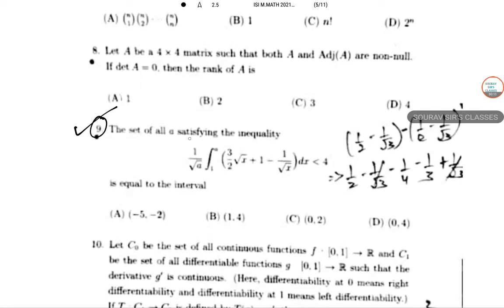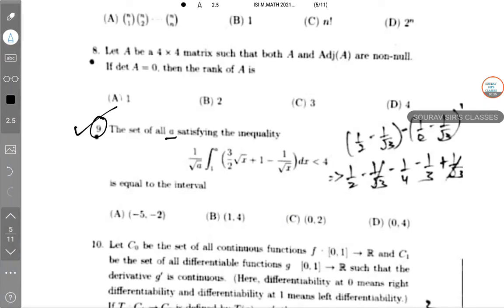The set of all A satisfying the inequality: 1 by root A times the integral from 1 to A of (3 by 2 root x plus 1 minus 1 by root x) dx is less than or equal to 4, and this equals the interval of which. That's it. So pretty direct one.